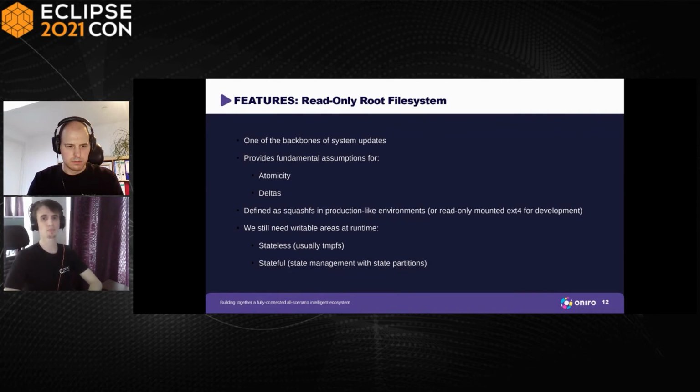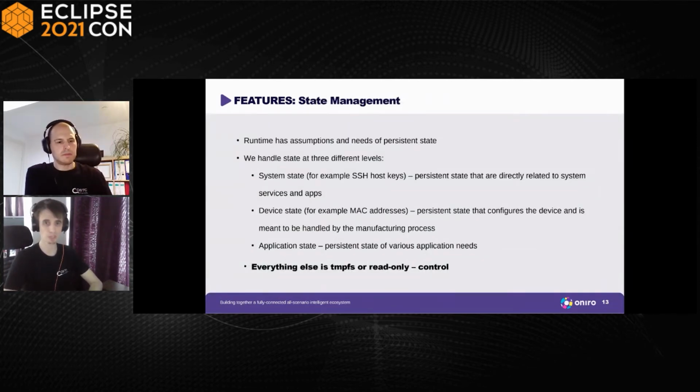So that brings us to the next feature, state management. This becomes an OS primitive to deal with runtime assumptions and needs for persistent state. We designed and implemented this at 3 different levels. System level, where system services store persistent data, for example, SSH host keys. Device level, where manufacturing data that is populated under the manufacturing process, for example, MAC address configuration. And the last level is application state, which is a catch-all for persistent data needs of various applications.